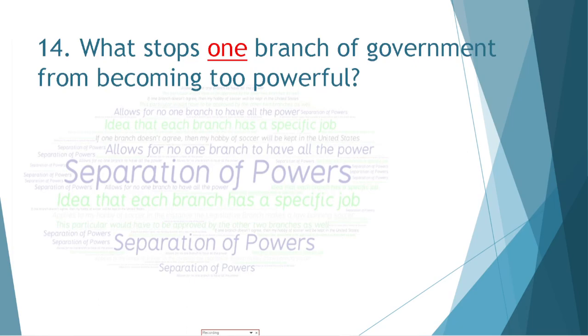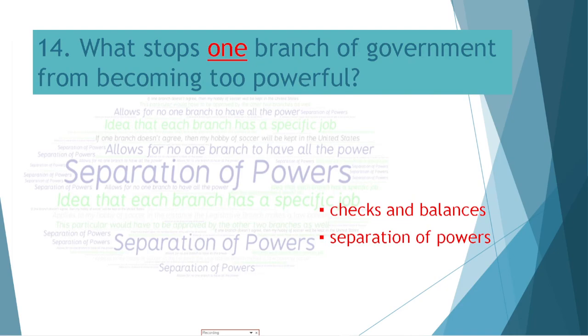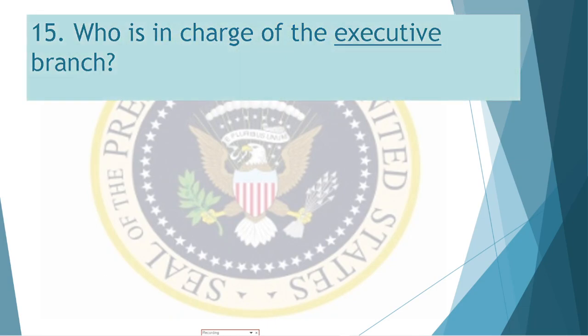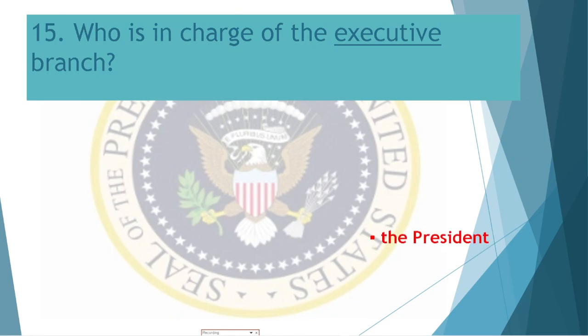What stops one branch of government from becoming too powerful? Separation of powers. Checks and balances. Who is in charge of the executive branch? The president. The president is in charge of the executive branch.